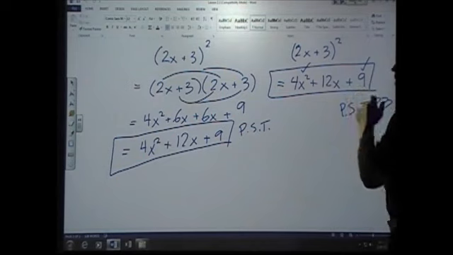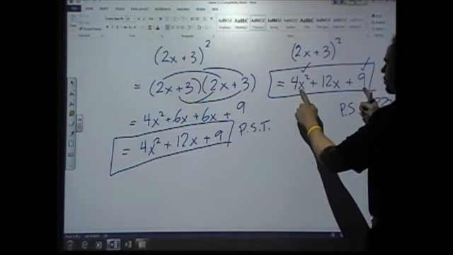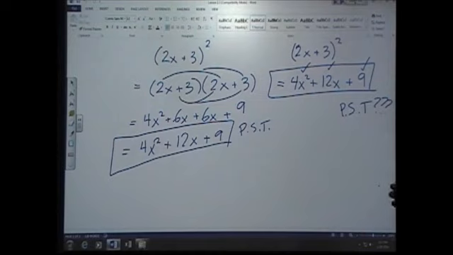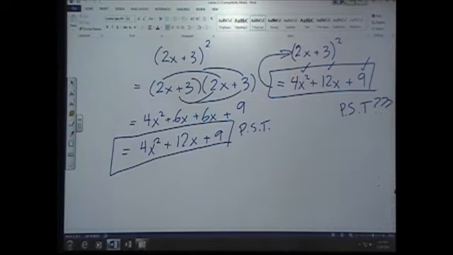So how do you check the middle term? Again, the square root of that is 2x. The square root of that is 3. 2x times 3 is 6x. Double it, it's 12x. So yes, this is a perfect square trinomial. And yes, it comes from that.